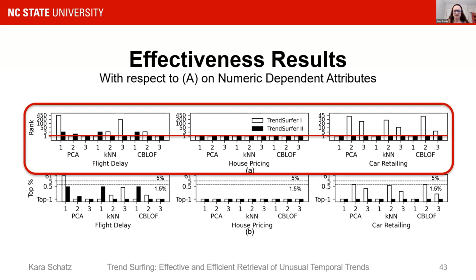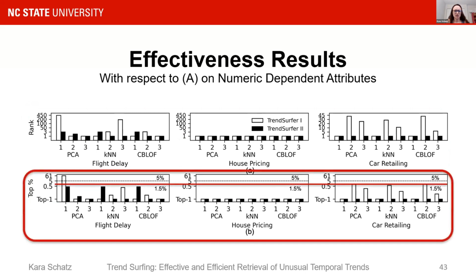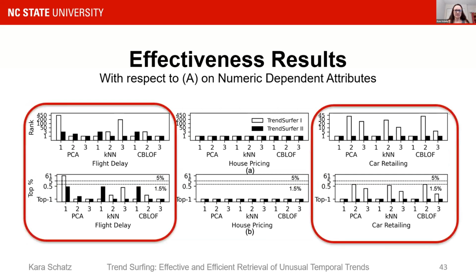However, we can see there are some cases where the output trend has a worse ranking, specifically for Trend Surfer 1. Though in most of those cases, we see that our approaches identify trends in the top 1.5% of all trends, according to all 3 of the outlier scoring functions considered. Also, we see that in many cases, Trend Surfer 2 does outperform Trend Surfer 1, even though both strategies perform well overall.